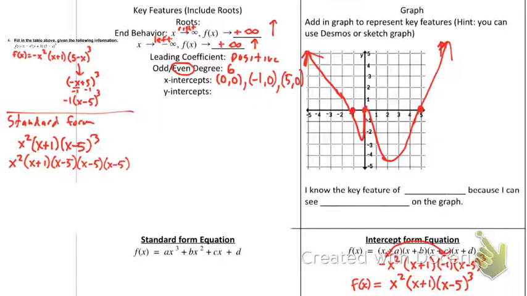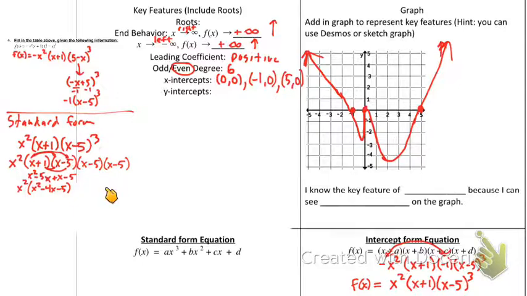So x times x, x squared. X times -5, -5x. 1 times x, x. 1 times -5, -5. Combine like terms, that's going to give me -4x here. So x squared minus 4x minus 5. Okay, we still have the x squared in front.